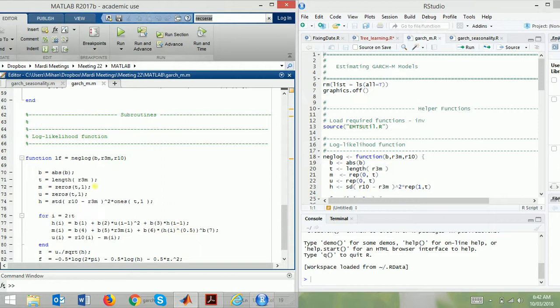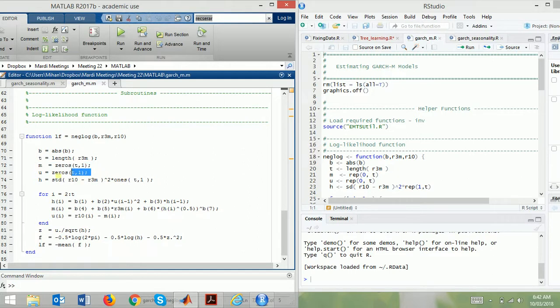B is the absolute value, T is the length of 3 month. Let's just take the length of 3 month. M is zeros, T rows by one column. Y, because we're not going to use a for loop somewhere. U is 0. So there are 2 equations. For different equations I'm going to do a for loop. H is the standard deviation of the difference between 10 year and 3 month, squared, the variance multiplied by ones.